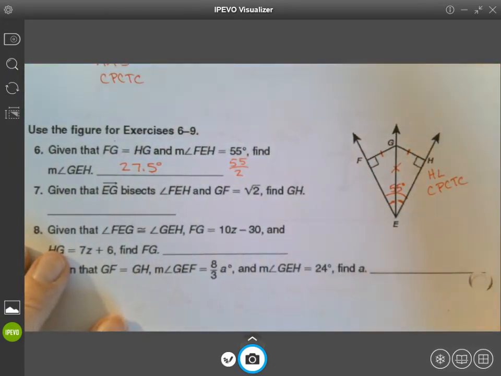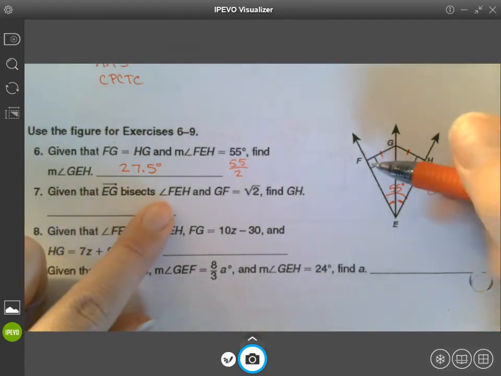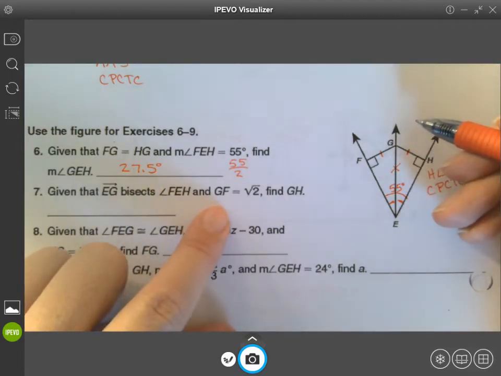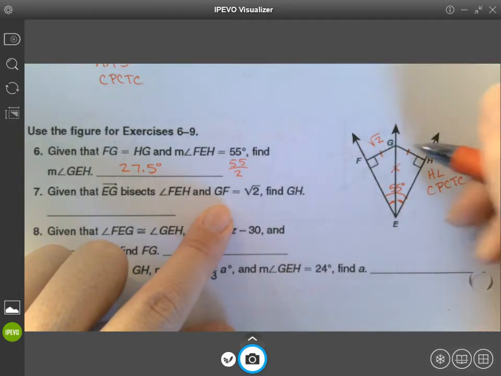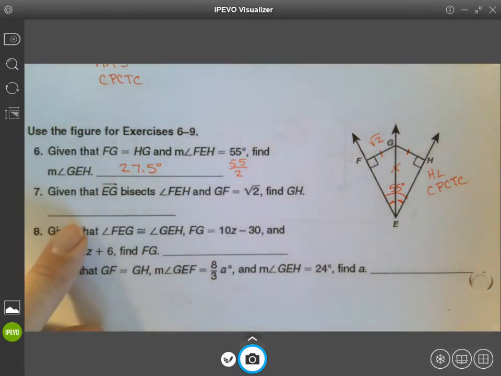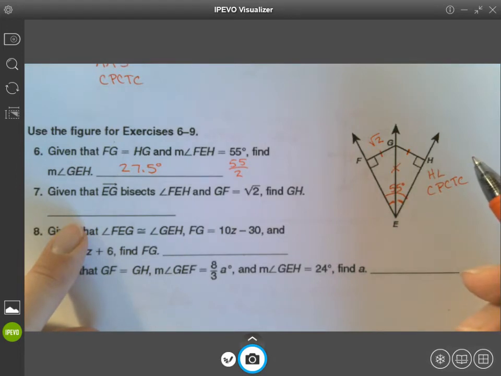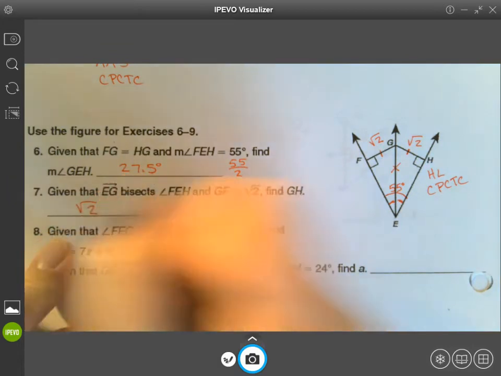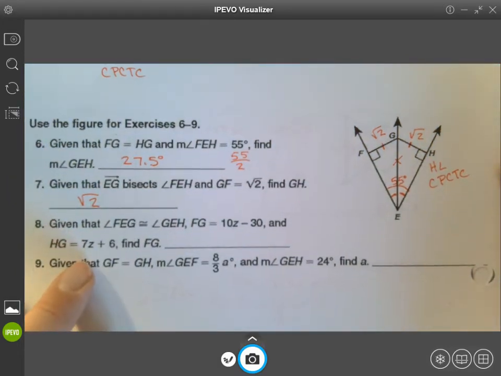Now, given that EG bisects the angle FEH, okay, same idea, so it cuts this angle in half, and it says GF is the square root of 2. What's GH? Well, that's not hard. Hey, if this is the square root of 2, what's GH? It's also the square root of 2. Done. All right, go ahead and look at the next part.